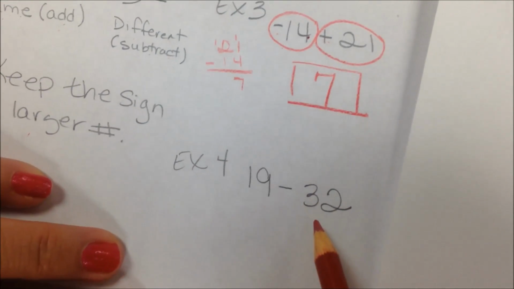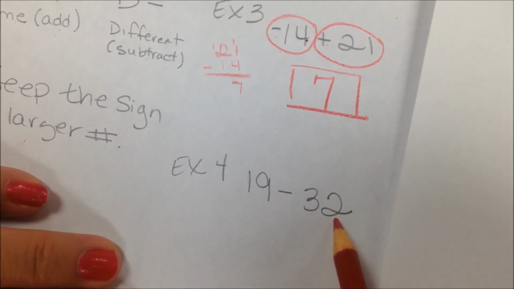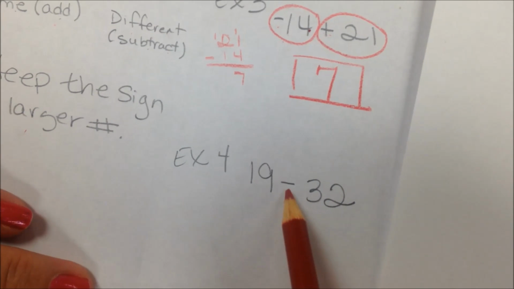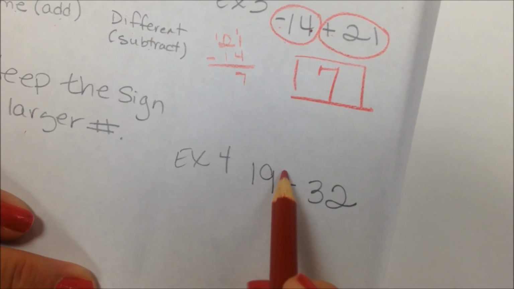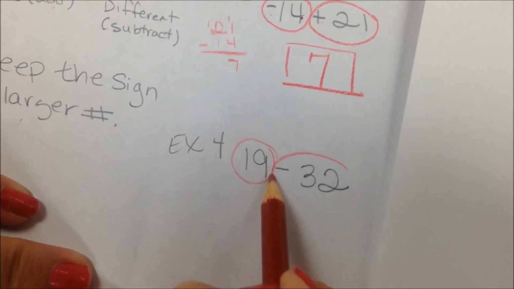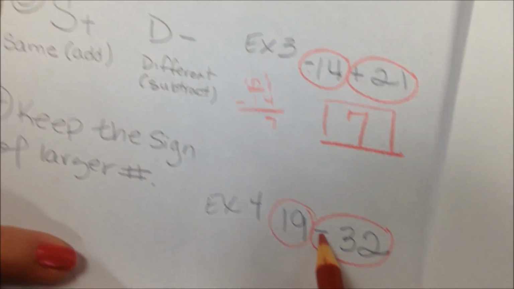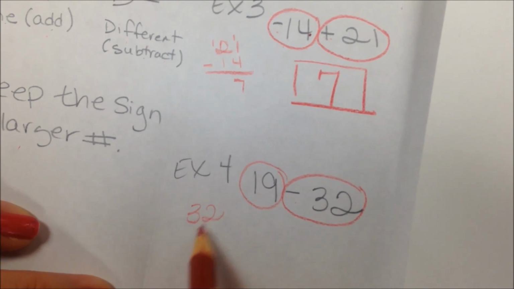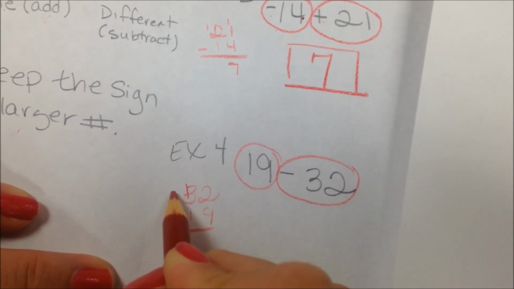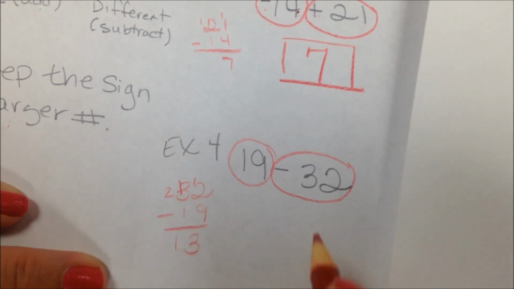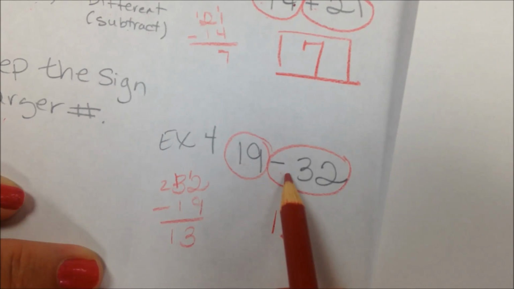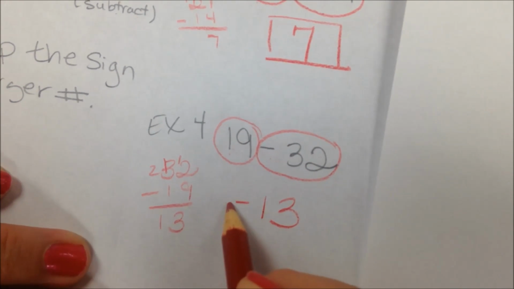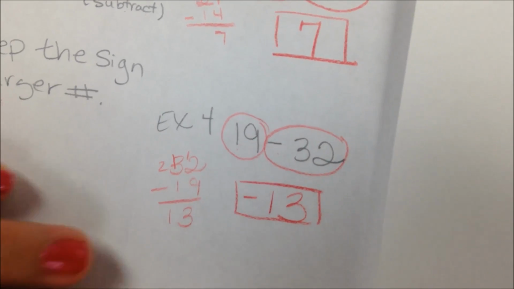So example number 4, we have 19 minus 32. We do not have two signs together, so we can't do that step. So step number 2 is to circle the sign and the number. We notice that these are a D minus question, so the signs are different. So again, we're going to subtract, and the answer comes out to be 13. 32 is larger than 19, so my answer is going to be negative 13.